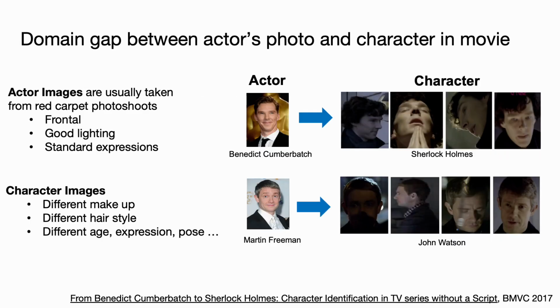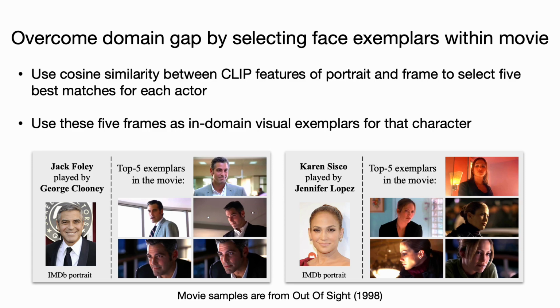However, there is a clear domain gap between actors' photos and the characters in the movie, due to different hairstyle, makeup, age, and other factors. Matching movie characters with these red carpet photos is still challenging. To overcome this domain gap, we first find a few near neighbors of the actor's photo in the movie. Then we use these in-domain movie frames as visual exemplars for that character.